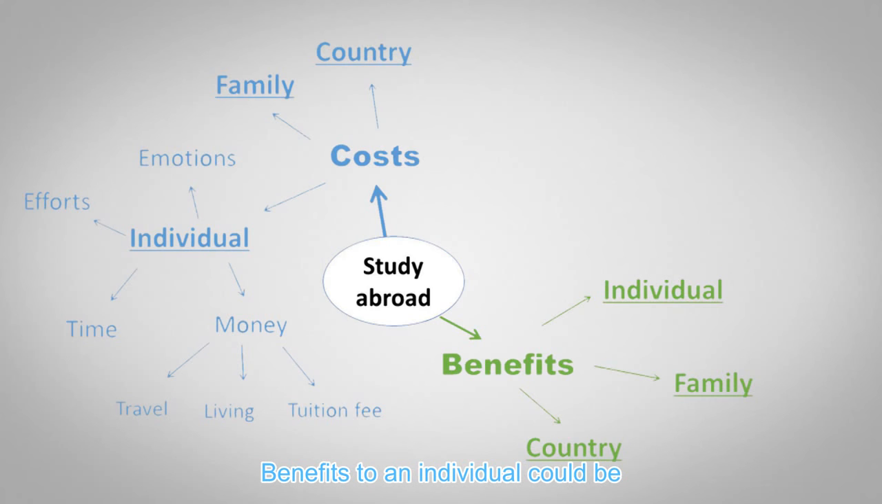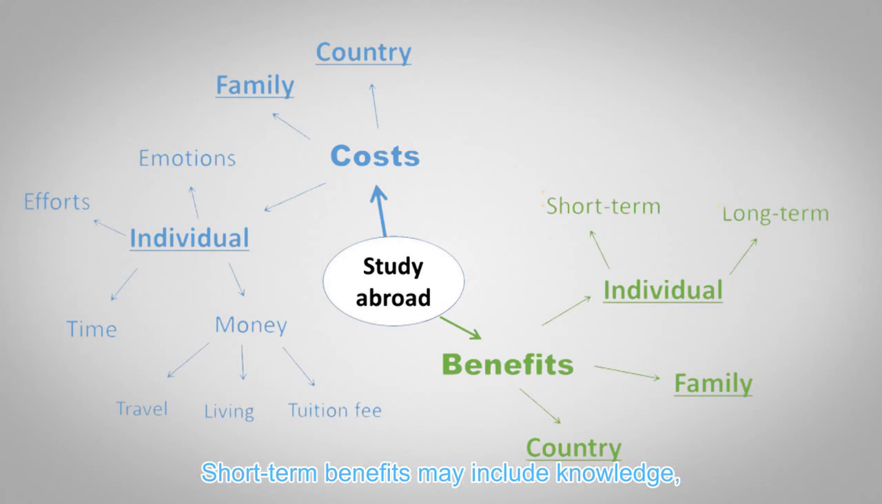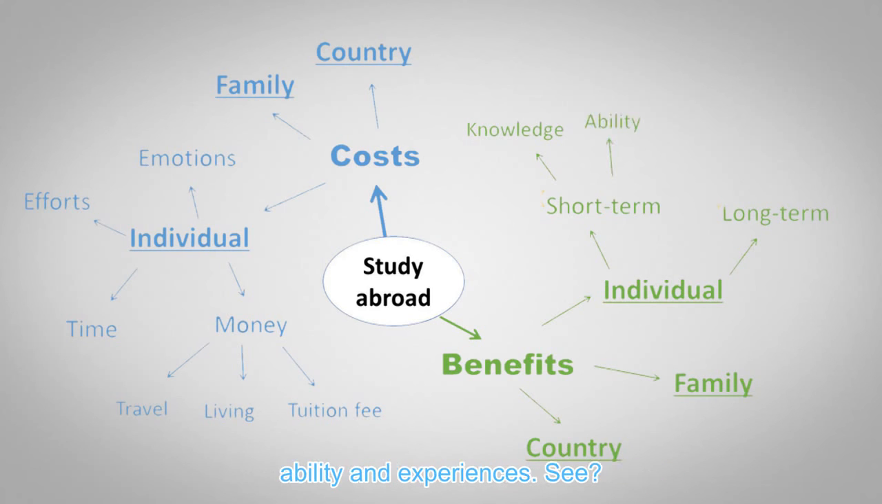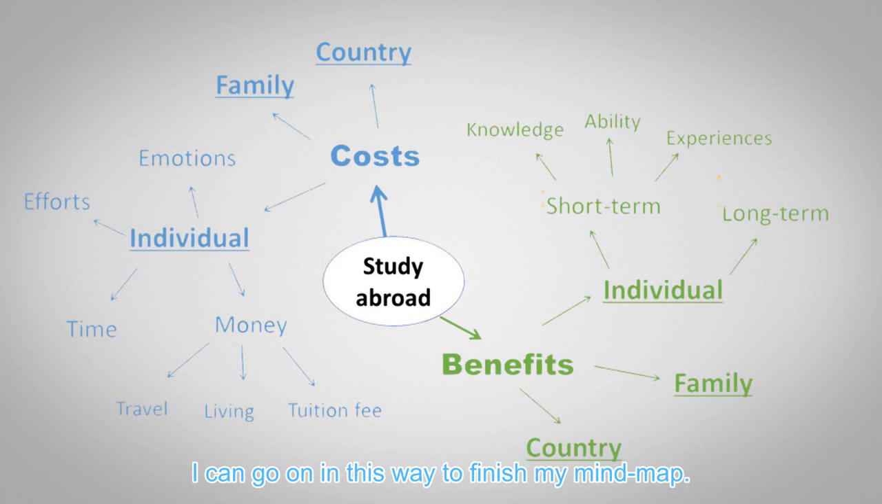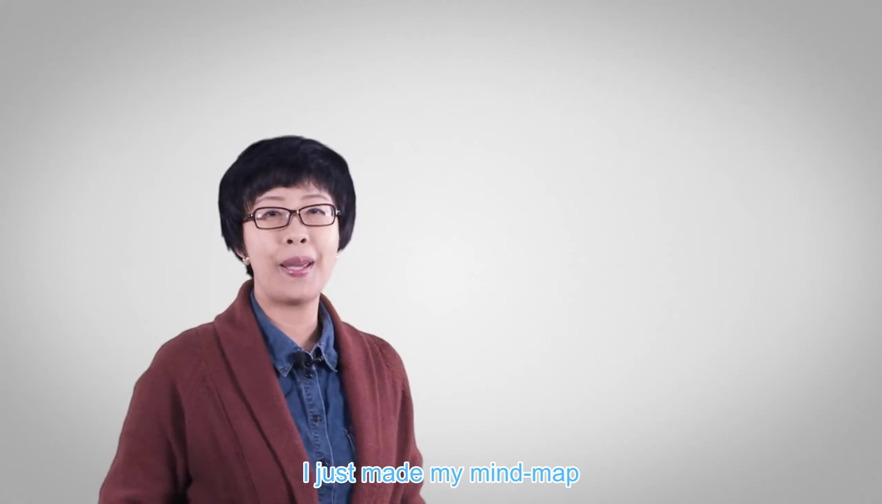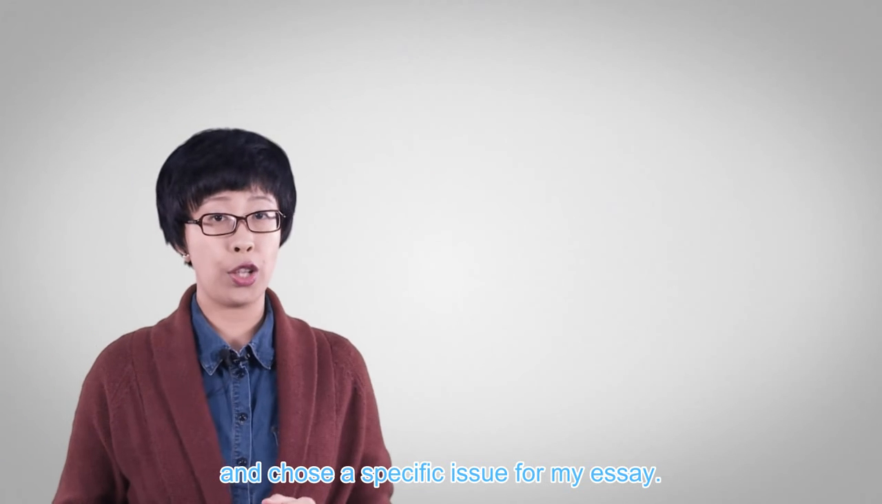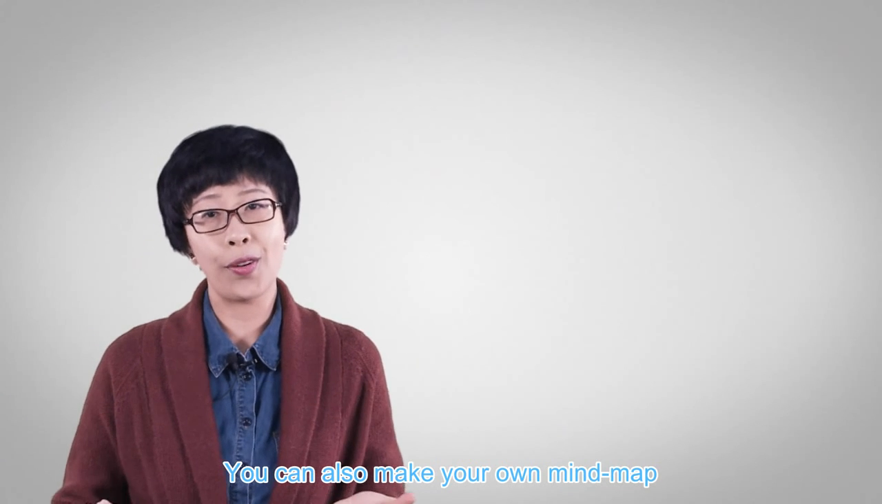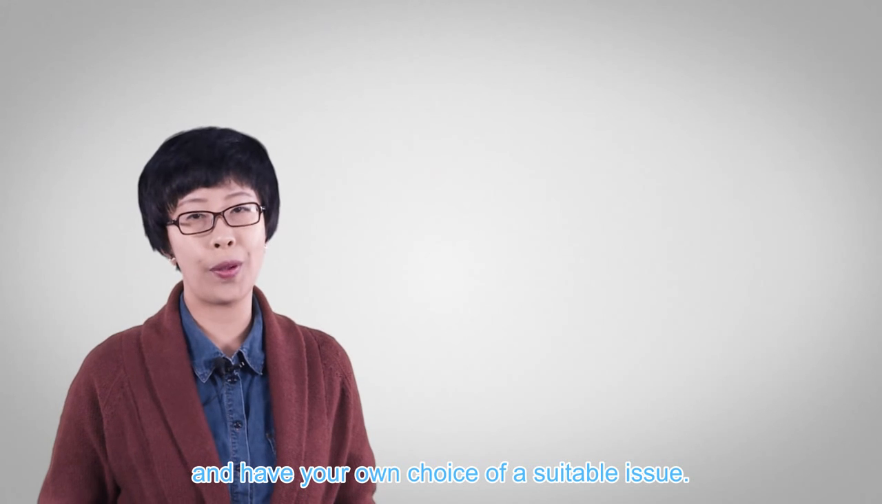Benefits to an individual could be short-term and long-term. Short-term benefits may include knowledge, ability, and experiences. See, I can go on in this way to finish my mind map. As I do the mind mapping, I am cutting the broad topic of study abroad into smaller issues. And in the process, I find that I would like to focus my essay on the benefits to an individual in both the short and the long run. I just made my mind map and chose a specific issue for my essay. You can also make your own mind map and have your own choice of a suitable issue.